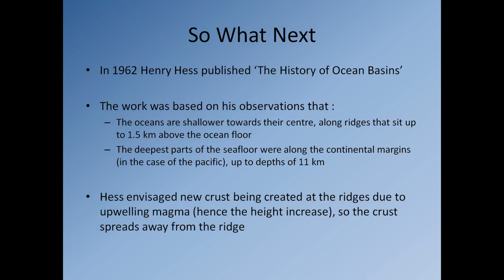The first was that the oceans are shallower towards their centre along ridges that sit up to 1.5 kilometers above the seafloor. So the deep ocean is an area of the world that is extremely flat. It's almost billiard table flat. So, all of a sudden, when you come towards the middle of the oceans, like the middle of the Atlantic, for instance, you will all of a sudden hit an area of high ground. So you'll go from this very, very flat topography, and then all of a sudden the topography will rise up by about 1.5 kilometers on average. So that's a bit strange.